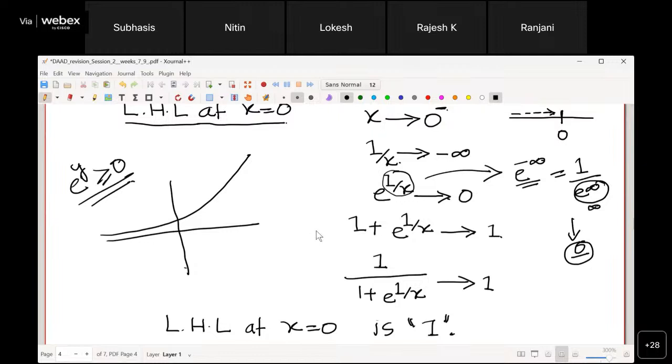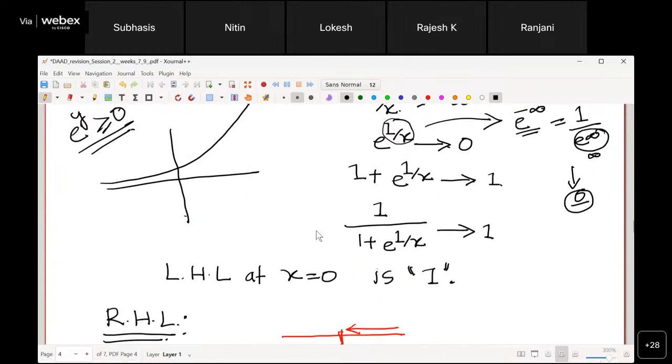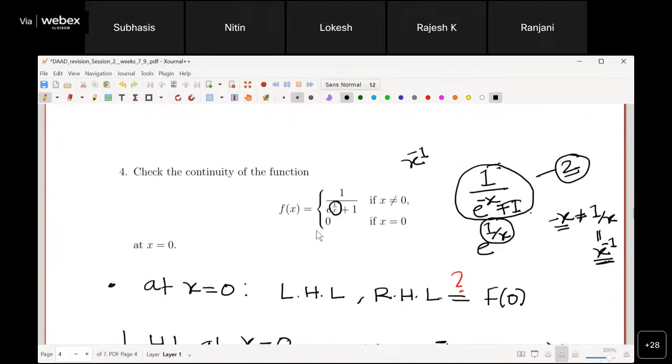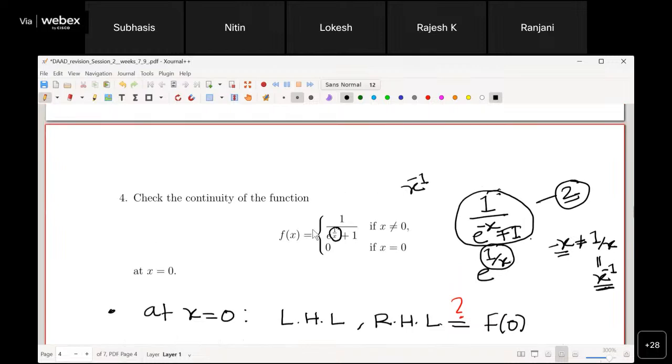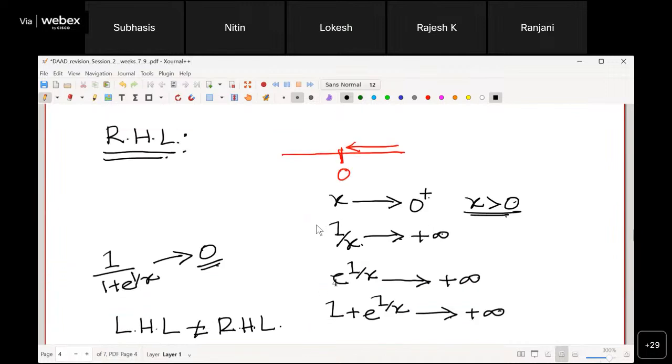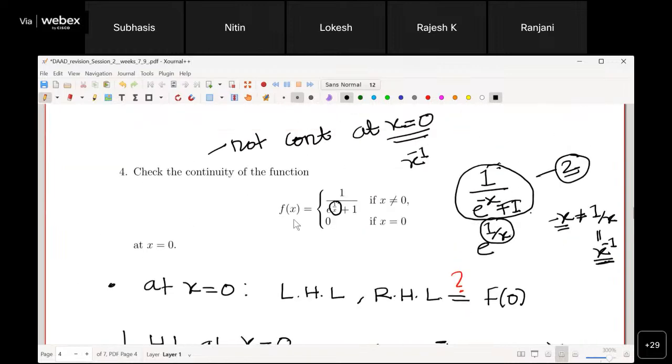So in both the cases, as you can see, for this function my left hand limit and right hand limit are different, right? They don't match. So that means this function is not continuous at x equal to 0. Subhashish, can you go down to the right hand limit? Okay, fine. This right hand limit part is clear, right? Any doubt from this question? Question number 4.